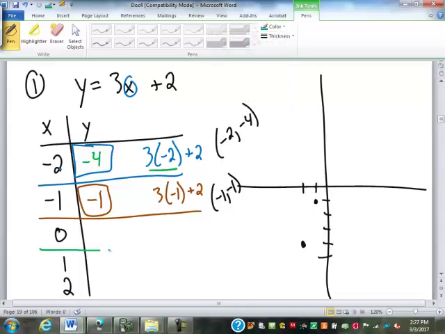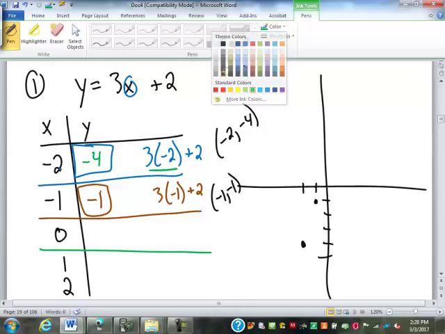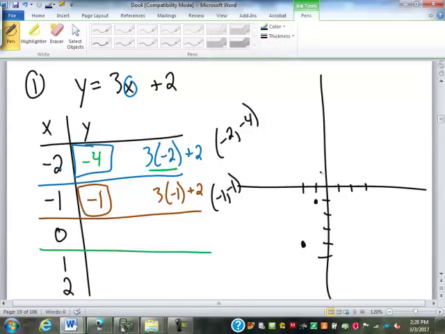Do the same thing for 0. If x is 0, figure out what y has to be. Okay, so when x is 0, y is 3 times 0 plus 2, which would be what? 2, good. So now we have, when x is 0, y is 2. So x is 0, y is 2 is right there.